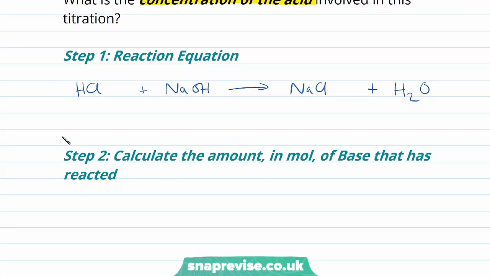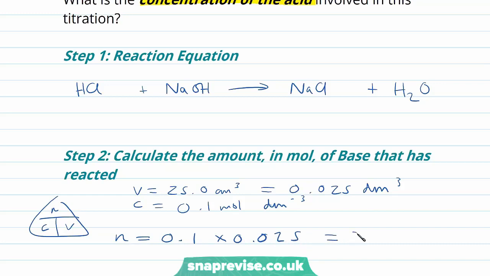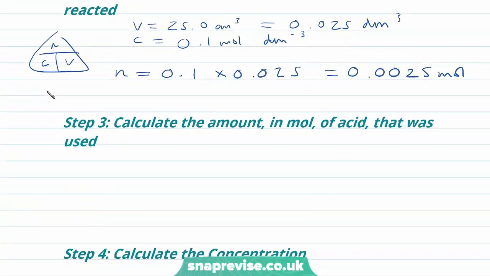So what do we know? We know the volume of base was 25.0 centimetres cubed. That's equal to 0.025 decimetres cubed. We know the concentration of our base was 0.1 moles per decimetre cubed. Now, using our equation pyramid, the number of moles is equal to the concentration multiplied by the volume. The number of moles is equal to 0.1 multiplied by 0.025 to give us 0.0025 moles of base.